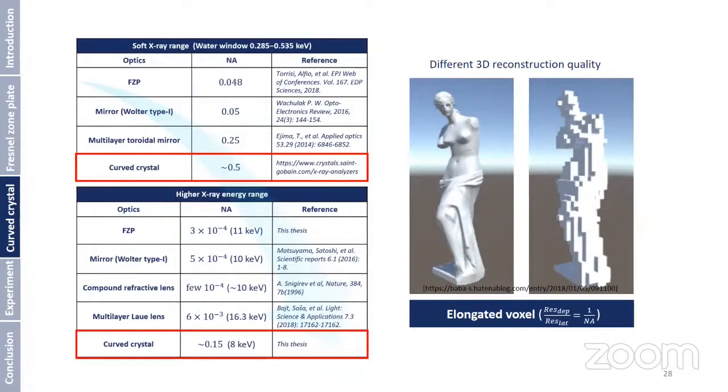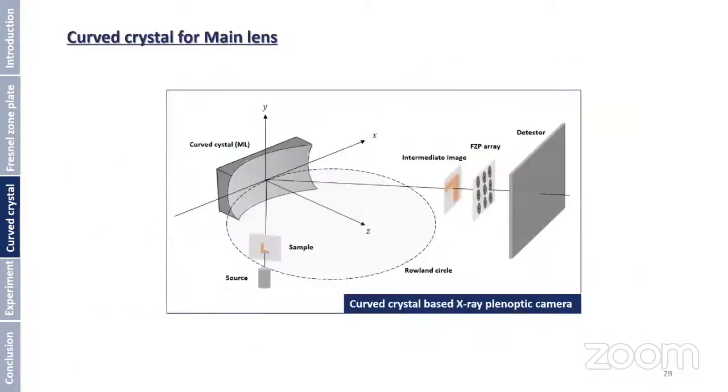And if we look closer at this table, compared to other X-ray optics, especially in the high X-ray energy range, the curved crystal seems to have a larger numerical aperture. So we propose to use the curved crystal as the main lens and suggest the curved crystal-based X-ray plenoptic camera.